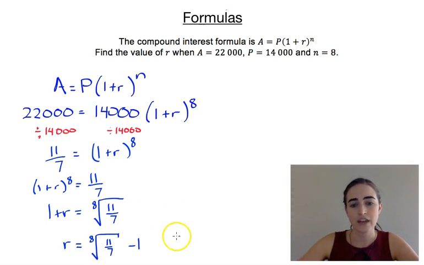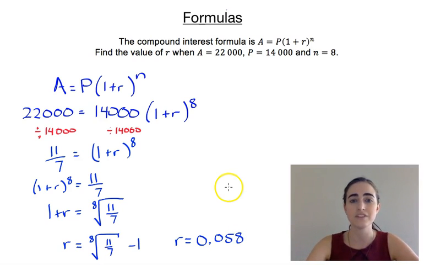If you put all of that in your calculator and we round to 3 decimal places, we should end up with 0.058 as your answer for r. So that's 2 examples of using formulas to solve problems.